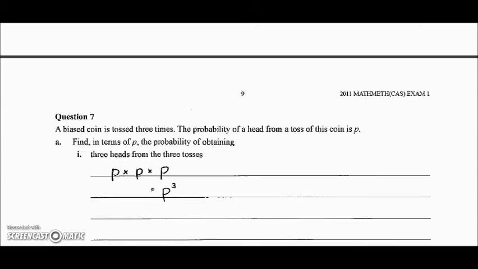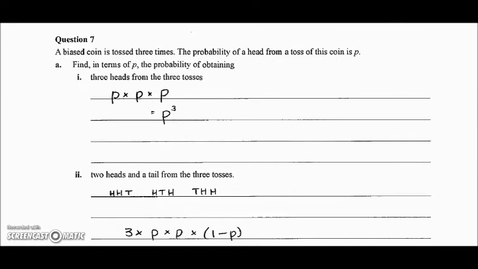Okay. Question 7. A biased coin is tossed 3 times. The probability of a head from a toss of the coin is P. Find the probability of getting 3 heads from 3 tosses. Very easy, just P times P times P, which of course is P cubed.